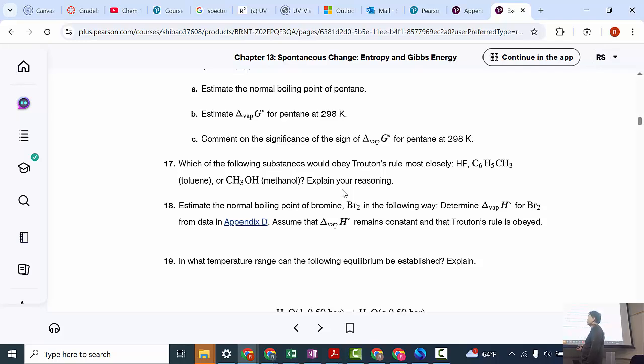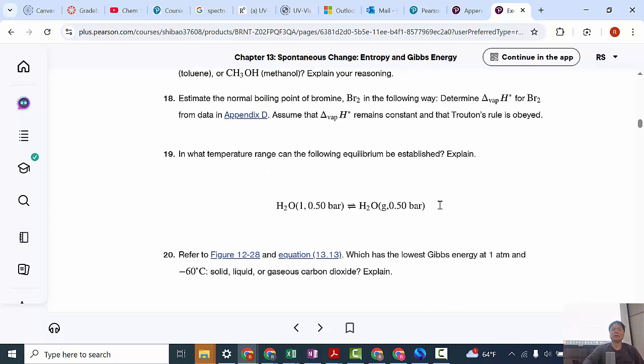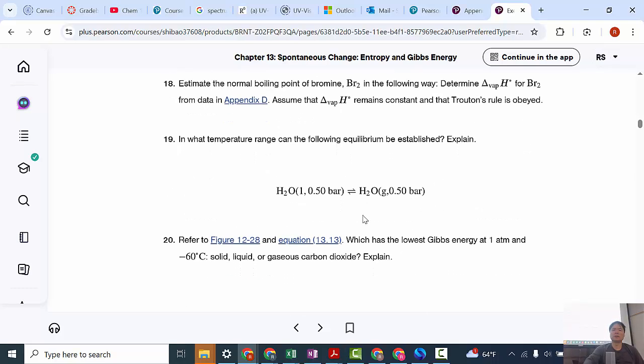But what has the strongest hydrogen bonding interactions? HF or methanol? You'd expect HF to have stronger hydrogen bonding interactions. It's more polar. So I'd say HF deviates the most. Followed by methanol would be a deviation, followed by toluene. Toluene would be pretty good with Trouton's rule. You know, toluene should obey it. But anyway, that's that rule. I can do that.